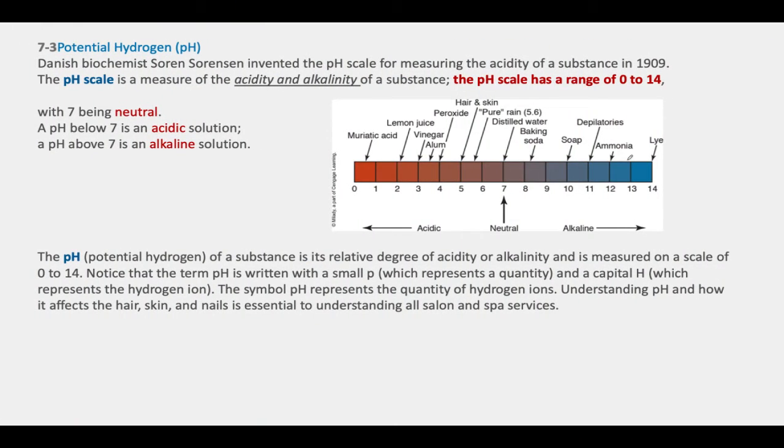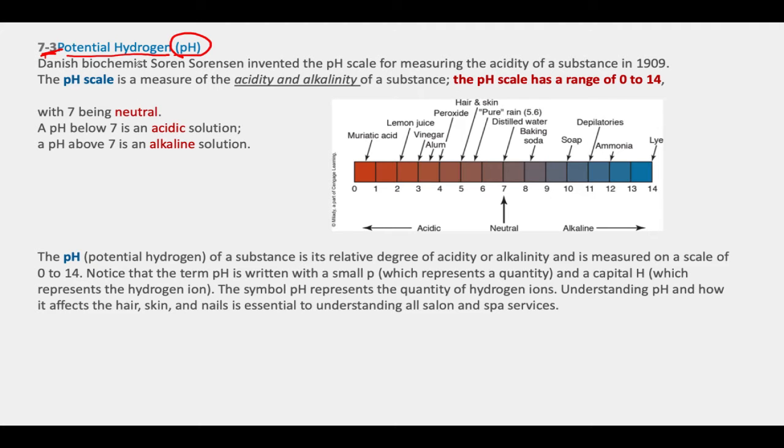And now we turn our attention to 7.3, and the focus is potential hydrogen, the pH. We're going to first take a look at the impact and then its uses in the skincare products and services. And then we're going to take a look at a process called ionization, upon which the concept of pH is based. So let's just read through this.